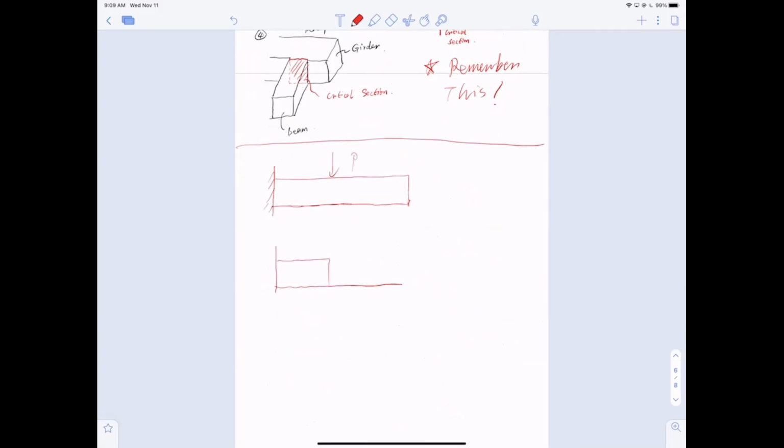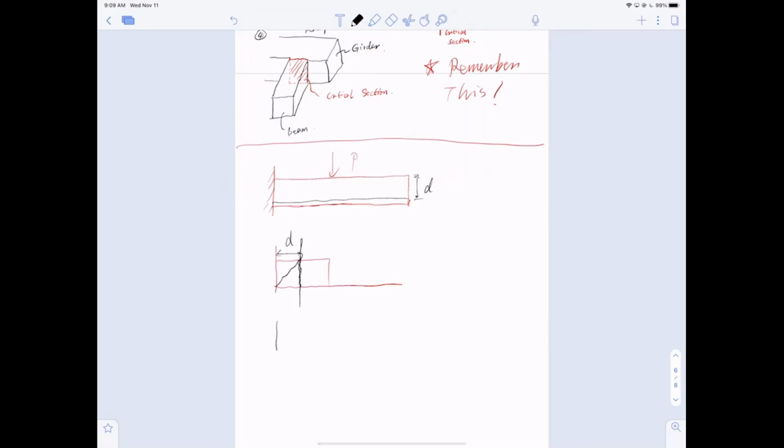So when you design for it, you need to find the critical section, which is d, the depth. These are the bars here, d, the depth away from it. So this will be the crack and this will be the location. When you design for shear for this cantilever section, you use this section. If it's a cantilever beam, it is quite straightforward. There's no shear change along the span length.